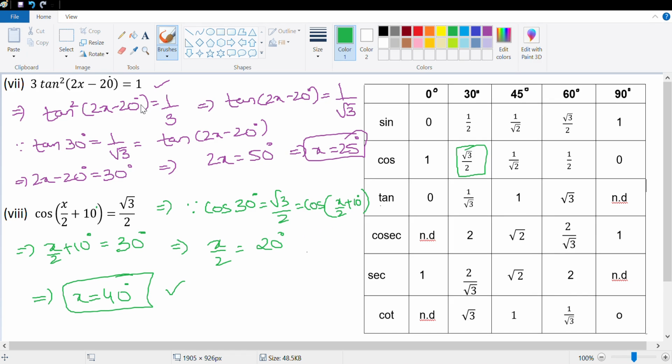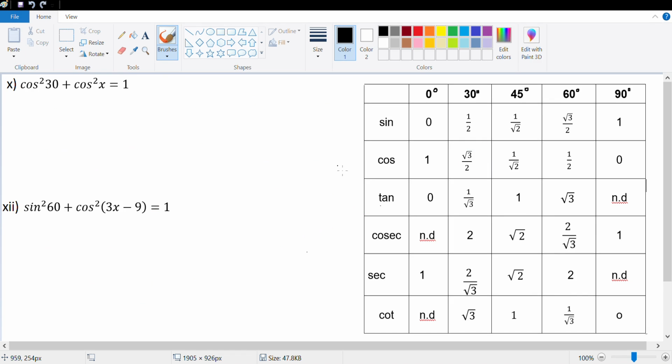The next one that we do is part 10 of the same question. Question number 12, part 10. It says cos square 30 degree plus cos square x degree is equal to 1. So let's substitute the value of cos 30. Cos 30 is equal to root 3 upon 2.